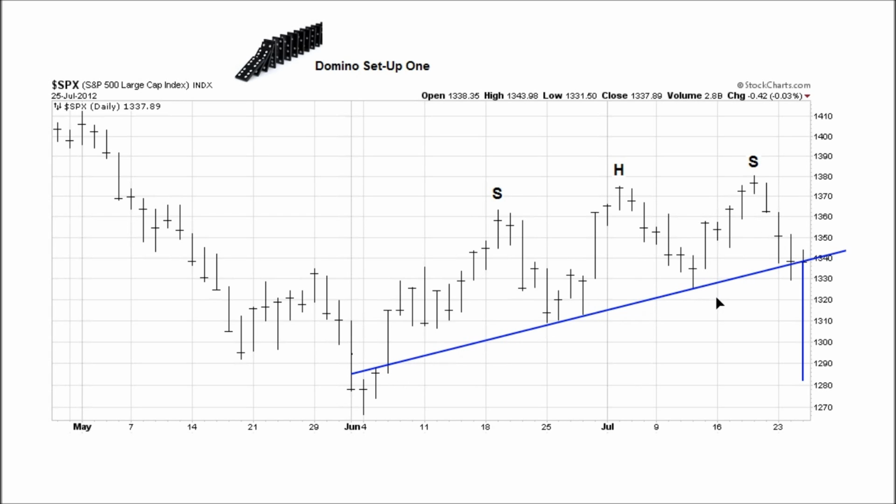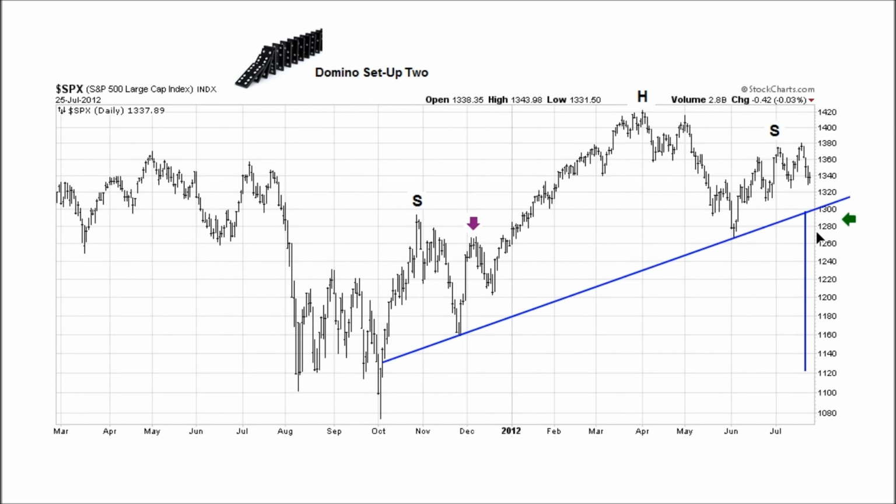The way these patterns work, if you get a clean break of this neckline, this blue line here, and the pattern executes, the target would be roughly projected down to 1280. So keep in mind, if this pattern were to execute, we get a clean break here and we hit 1280, then we would potentially knock off another head and shoulders domino. If we came down to 1280 here, that means price would be coming in this region here.